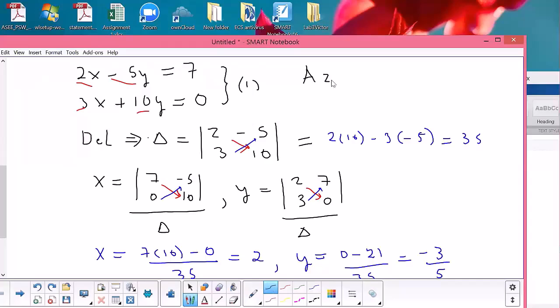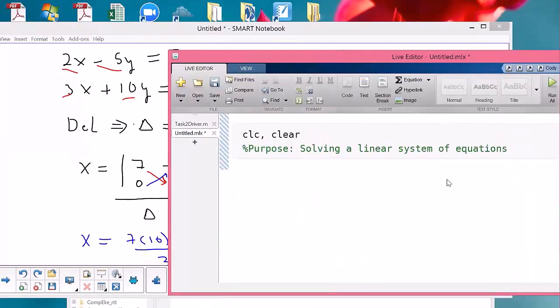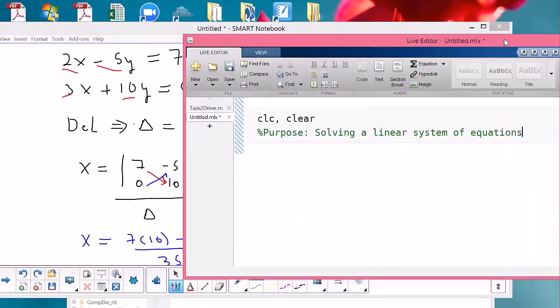The last lecture I said, suppose we have AZ equals B. I'll be able to pass in my A matrix, I'll be able to pass in my B column vector, and my result should be Z. And that Z is made up of the unknowns X and Y. So let's see how we will solve this in here. That's the purpose, to solve a linear system of equations. And let's take this example that I have.